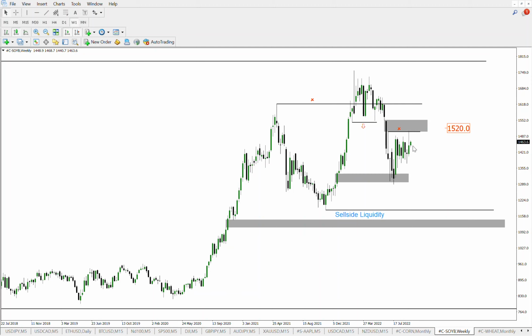Market maker models usually have 2 to 3 legs of accumulation and distribution. On the buy side of the curve, it's usually 2 to 3. So in this instance, we have 1, 2. And on the sell side, I'm anticipating a minimum of 2. So we have this leg here, from this high to this low, which I count as a leg of distribution.